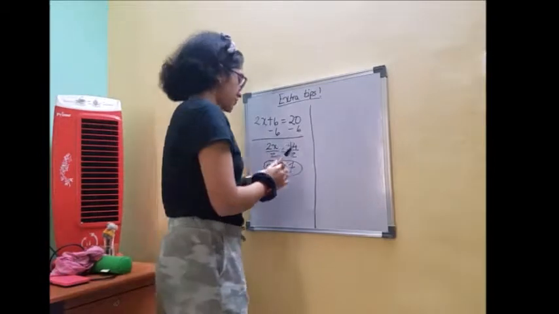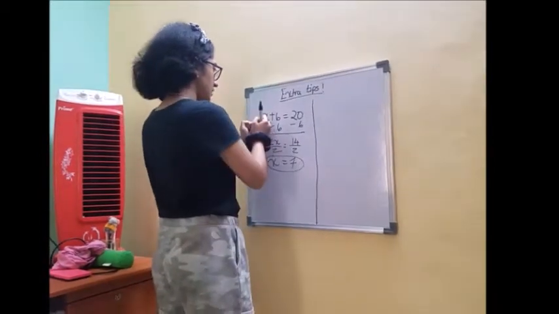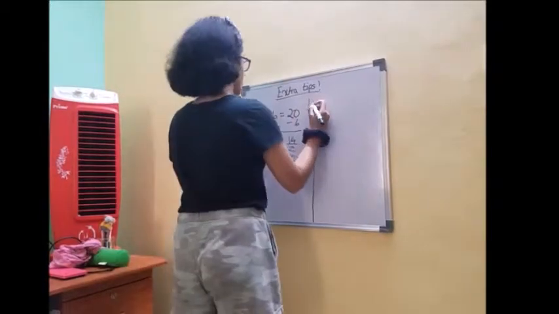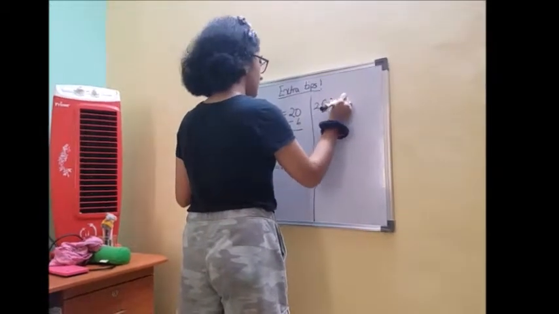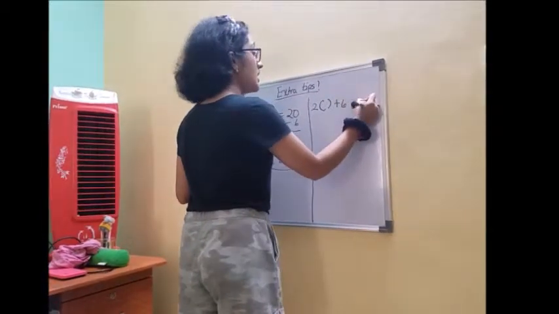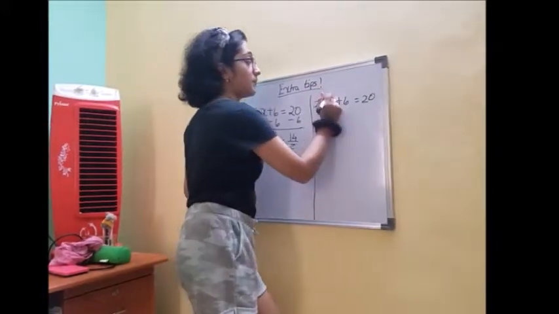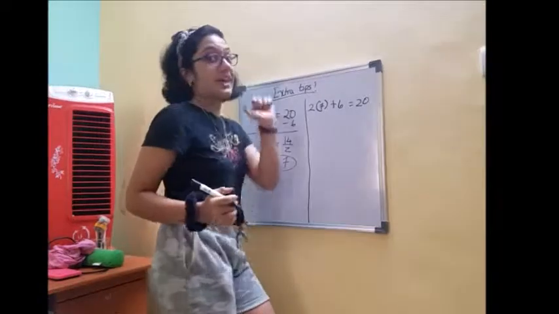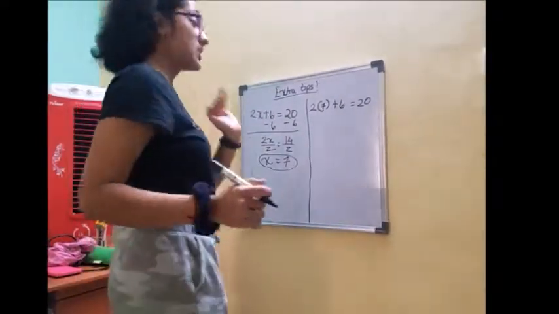So all you have to do is plug in this 7 over here because x is equal to 7 and here it's x. So instead of x, it's going to be 2 brackets plus 6 equals 20. So in this case, this thing I'm going to solve is going to have to be equal to 20. If it's equal to 20, then it's right. If it's not, then we did something wrong.